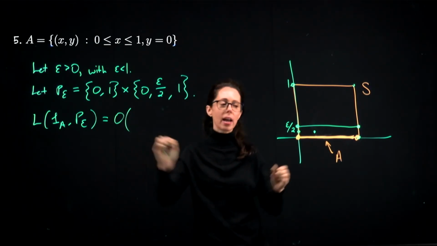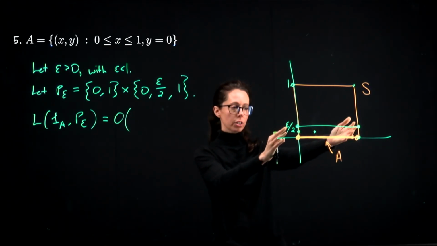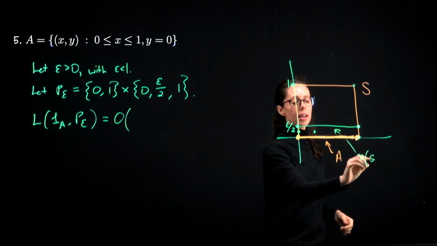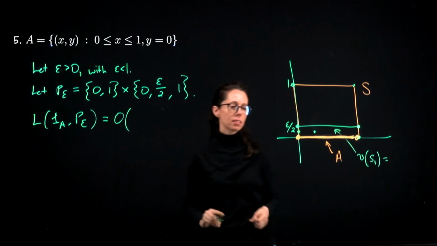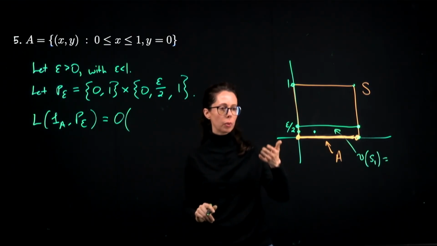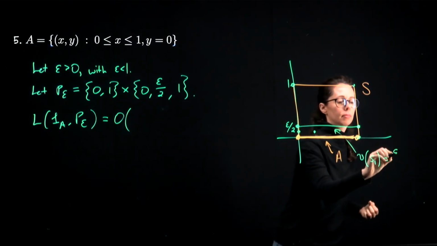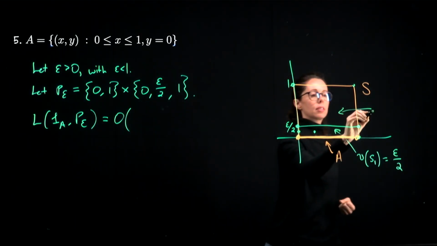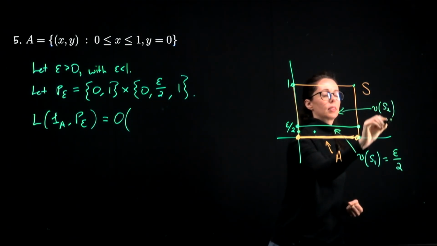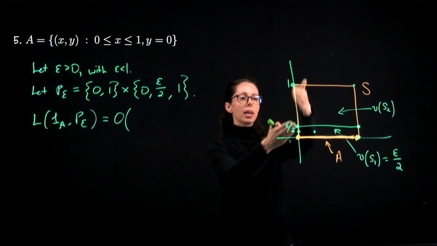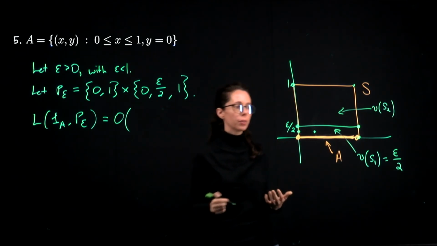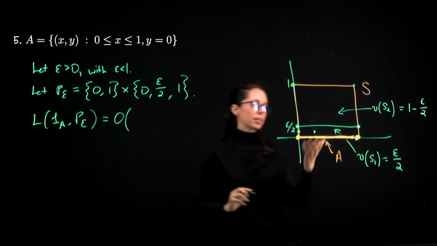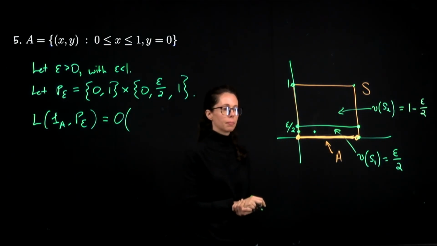So that's 0 times the volume of this first piece. So the volume of, let's call it S1, is width times height. So that's just going to be 1 times epsilon over 2. And the volume of the second piece is, again, 1 times height, which is 1 minus epsilon over 2. So that's the height times the base of 1.